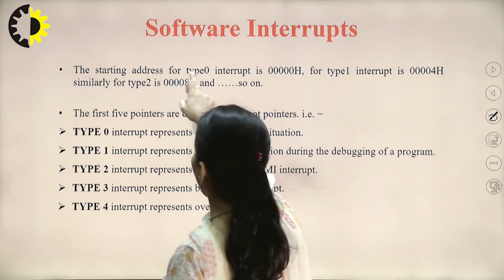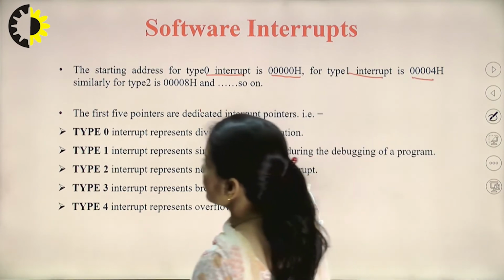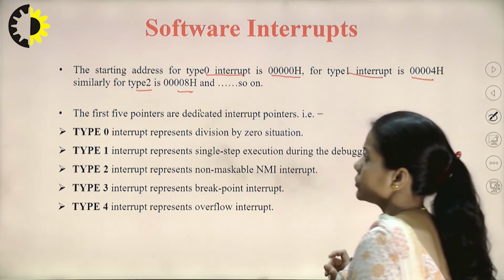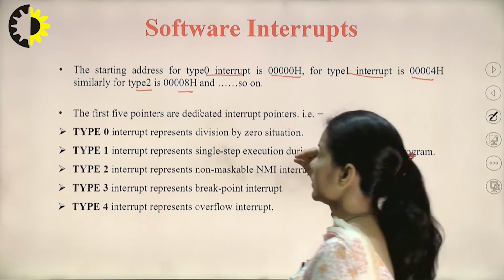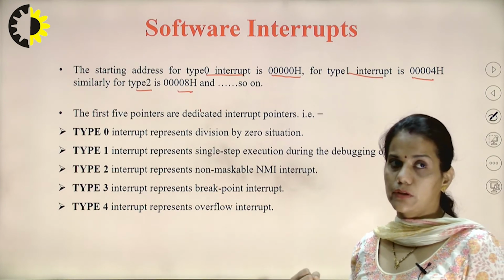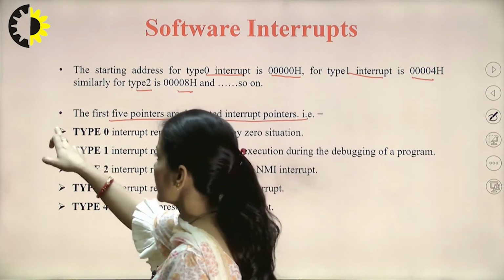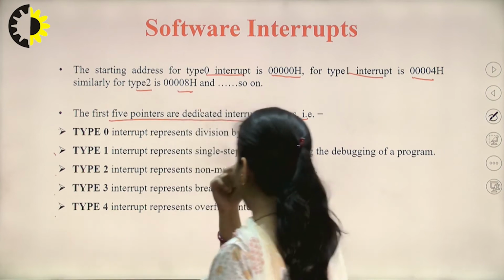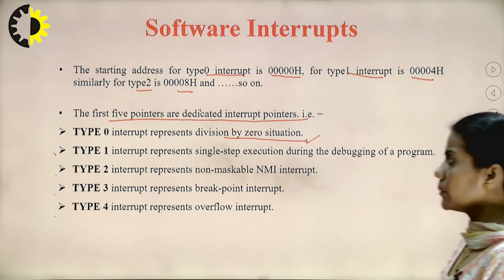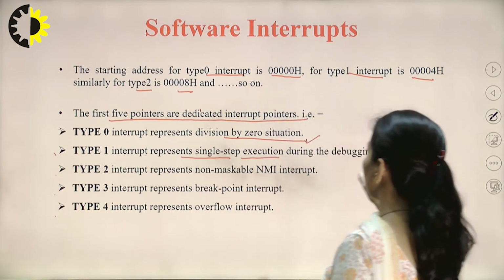Now the starting address of the type 0 interrupt is 00000H, for the type 1 interrupt it is 00004H, and for type 2 it is 00008H, and so on. In this way, the vector addresses corresponding to the interrupt types are calculated. Basically, the first 5 pointers are very important, and these are the dedicated pointers, that is type 0, type 1, type 2, type 3 and type 4. Type 0 is the division by 0 situation, so this generates an interrupt if such a situation arises. The type 1 interrupt represents a single step execution during the debugging of a program.